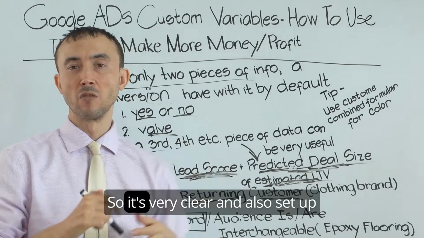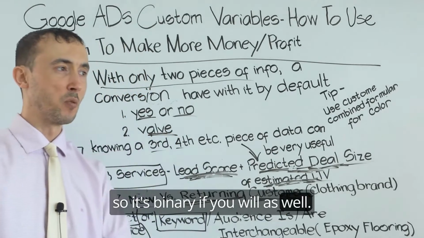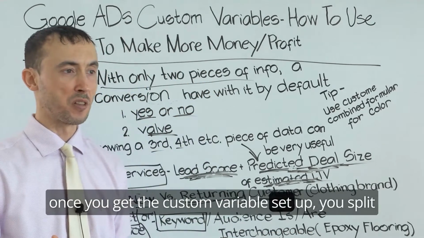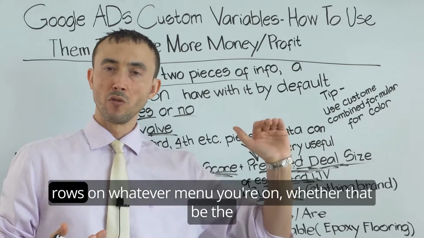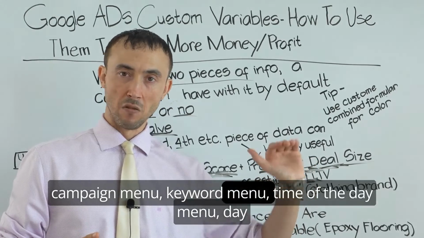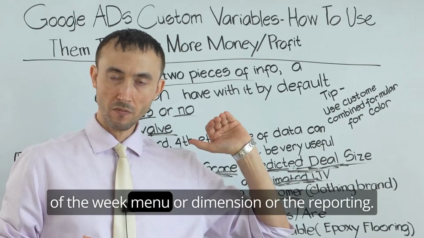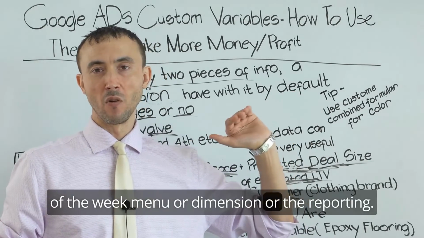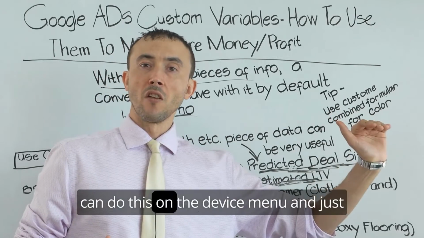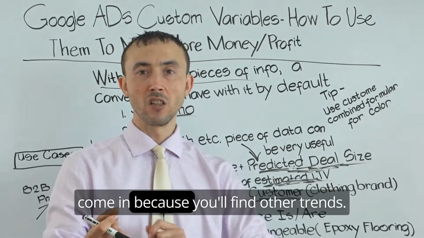So it's very clear, and also set up so it's binary, if you will, as well. But that's how you use the data, by the way, when you're said and done with this. Once you get the custom variable set up, you split rows on whatever menu you're on, whether that be the campaign menu, keyword menu, time of the day menu, day of the week menu, or dimension, or in the reporting, if you're going to create a custom report. You can do this on the device menu and just basically see where the product versus the service leads come in, because you'll find other trends.